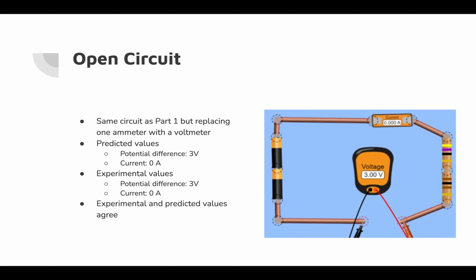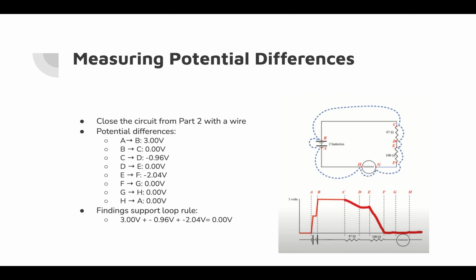In an open circuit, you create a similar circuit but with a voltmeter. The predicted values were a potential difference of 3 volts and a current of 0 amperes, and the experimental values reflected that. Therefore, the experimental and predicted values agree. In measuring potential differences, you add all of the potential differences within the loop, and this finding supports the loop rule because all of the loop's potential differences add up to 0.